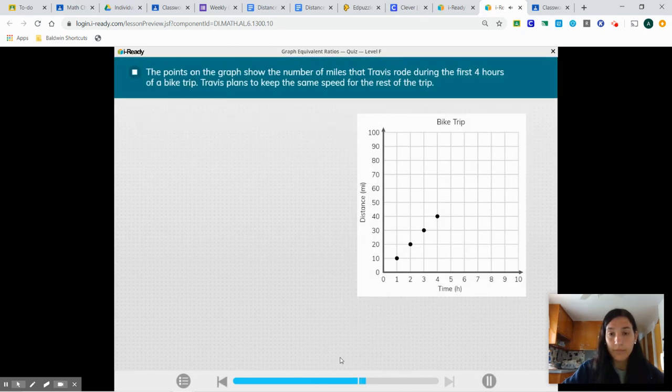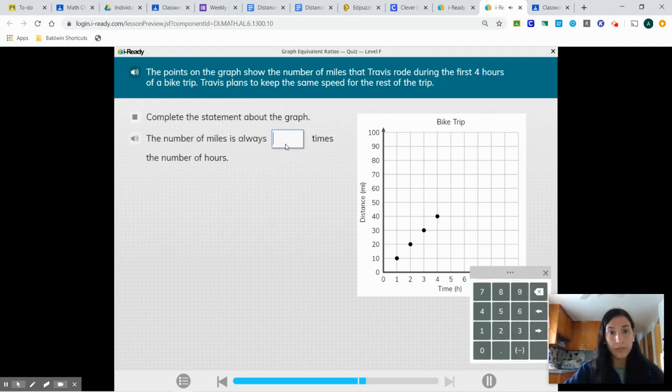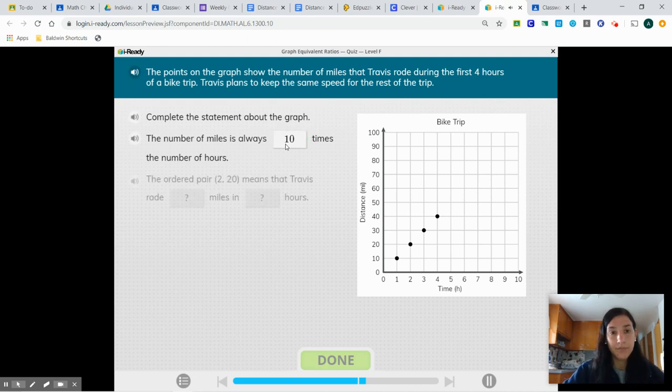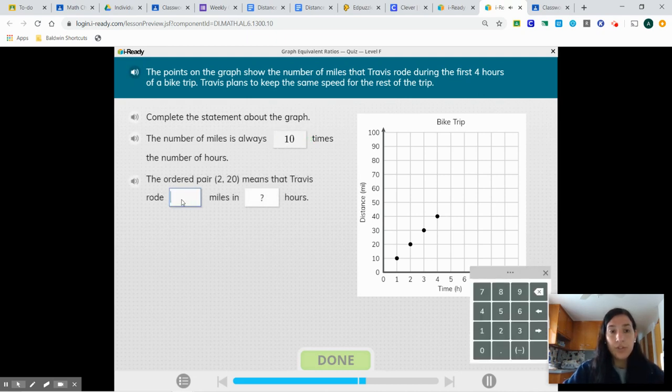The points on the graph show the number of miles that Travis rode during the first 4 hours of a bike trip. Travis plans to keep the same speed for the rest of the trip. Okay, unit rate. That's great. Complete the statement about the graph. We know that he's always going 10 miles per hour. So now this ordered pair, 2, 20, is telling us that he rode 20 miles in 2 hours.